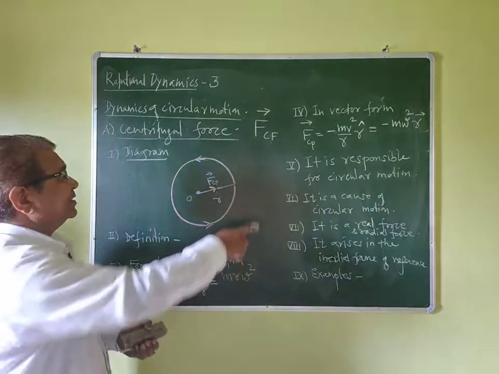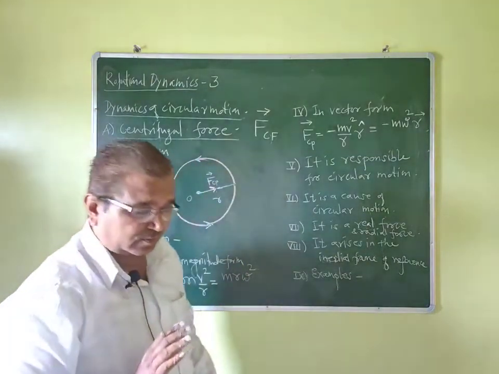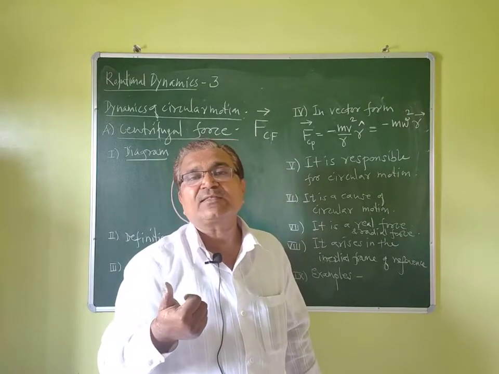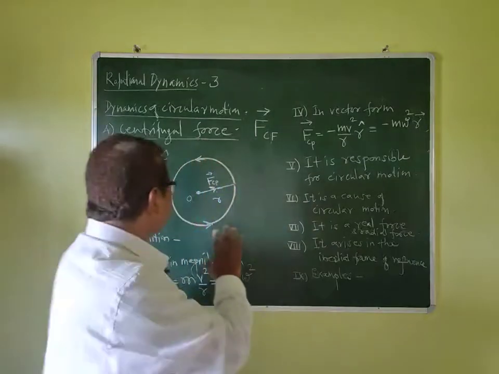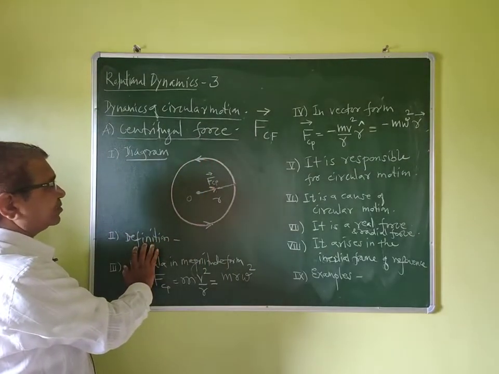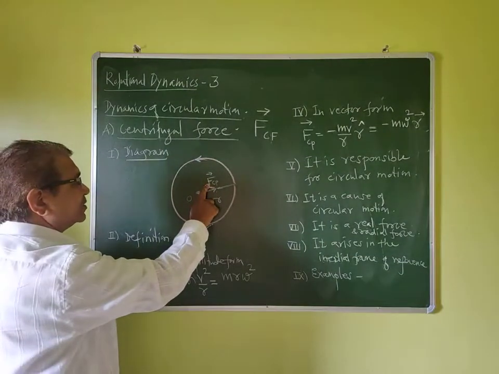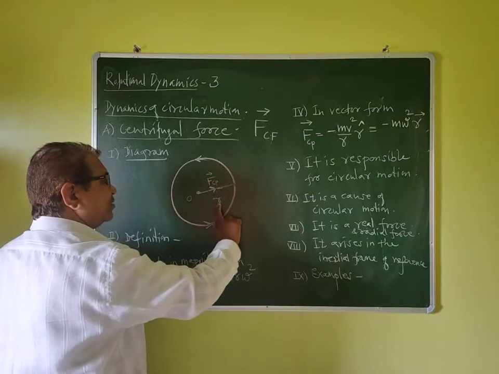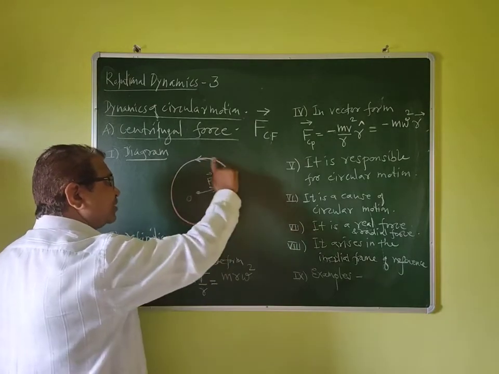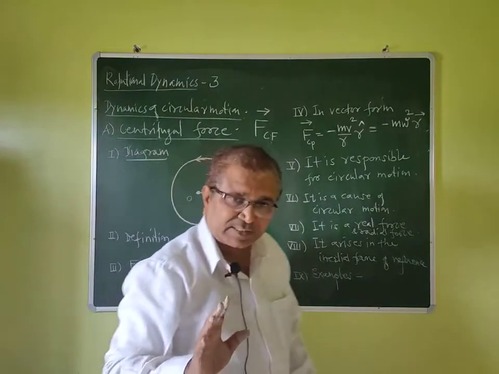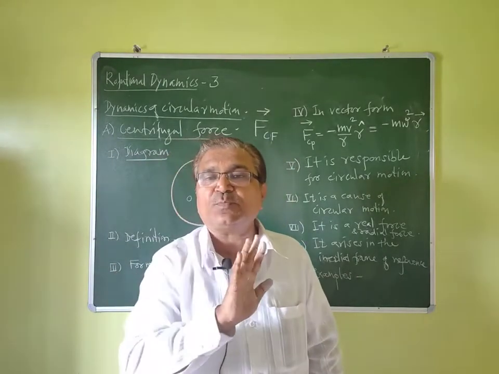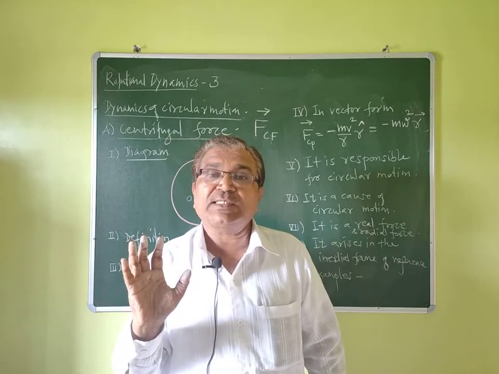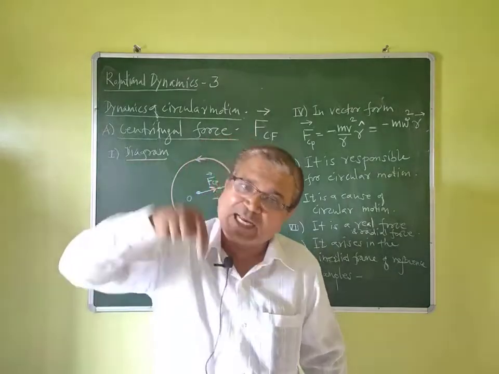See here, this is the diagram of centrifugal force. At the time of circular motion, another force is created. We call it centrifugal force. So this is the diagram. Now prepare a definition: a force which is acting away from the center along the radius during the circular motion, because centrifugal force is not produced by the circular motion. Centrifugal force is created at the time of circular motion.